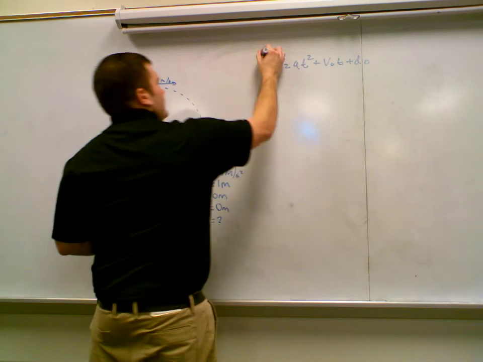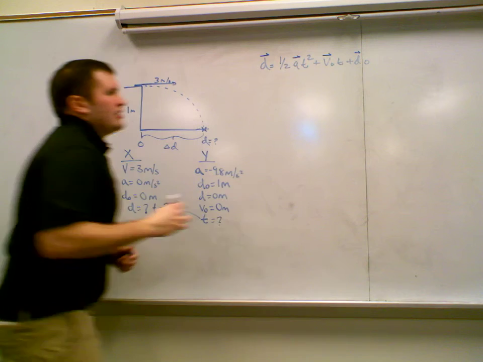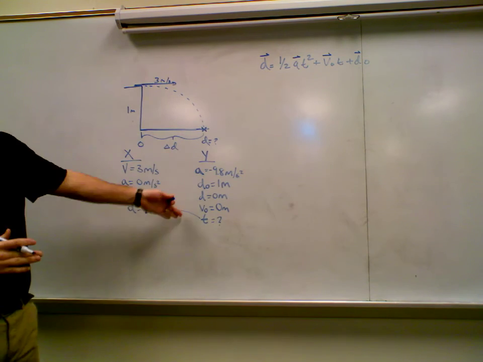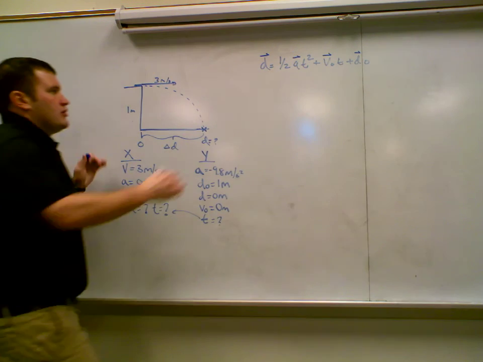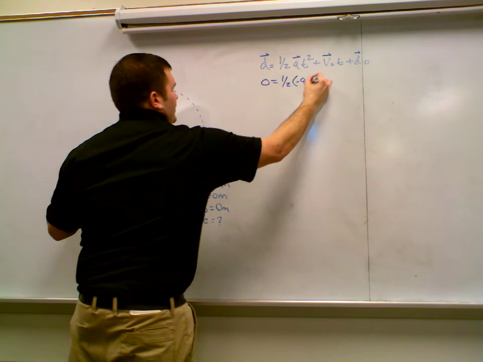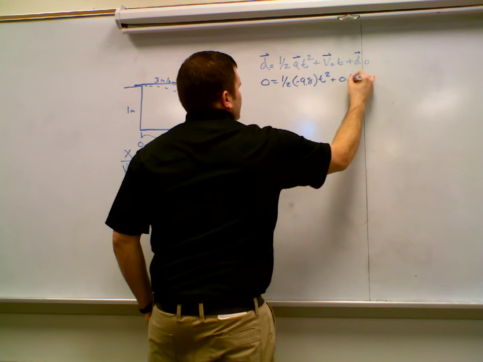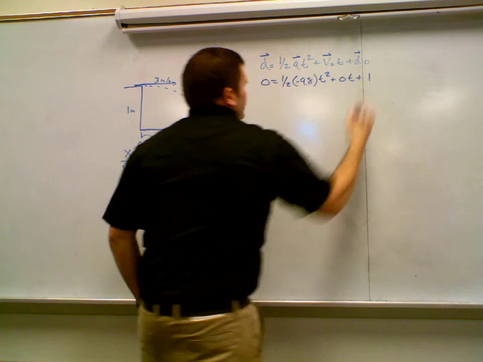Now these are some vectors. Right? T is not a vector. So now we can take this information and plug it in, right? D is 0. 1/2 times negative 9.8 t squared plus 0 t plus 1.